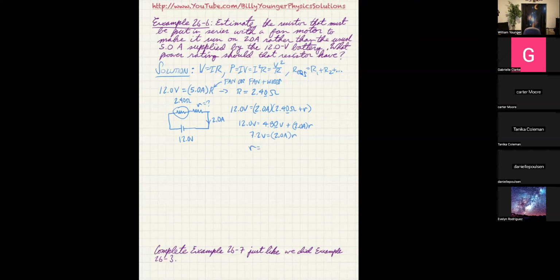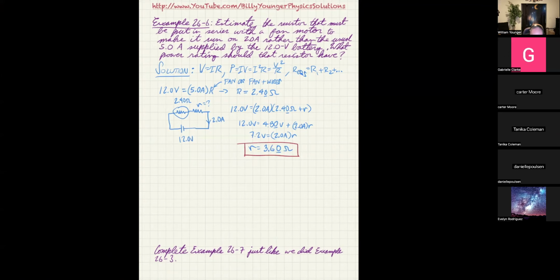So R is going to have to be 3.6 or 3.501, I think, or 3.505, I think. 7.2 divided by 2 is 3.6. No, I was right the first time. 3.6 with extra sig fig there. So that's the resistance we're going to have to put in there.